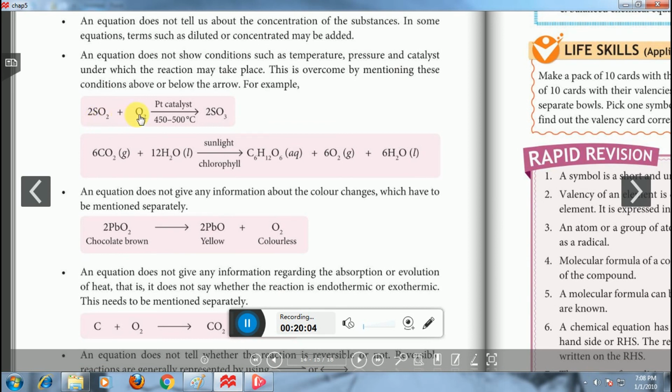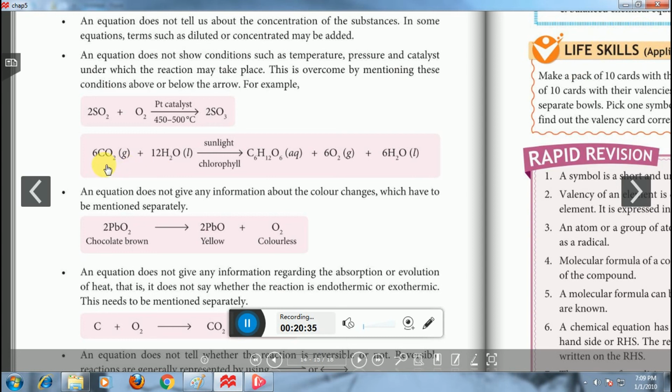In this case, 2SO2 plus O2 gives you 2SO3. Sulfur dioxide, when combined with oxygen in open air, will form sulfur trioxide, but this reaction is very slow in nature. That's why a platinum catalyst is required, and an elevated temperature of 450 degrees to 500 degrees centigrade is required. But if you forget to write this, you never know about the conditions of these reactions.